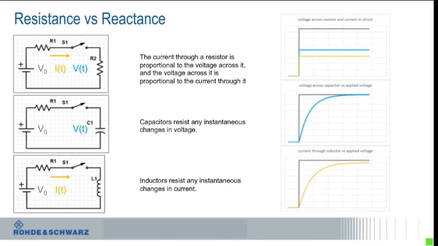You need to be able to change the current very quickly, and if you have a lot of inductance in your line, you're not going to be able to do that.